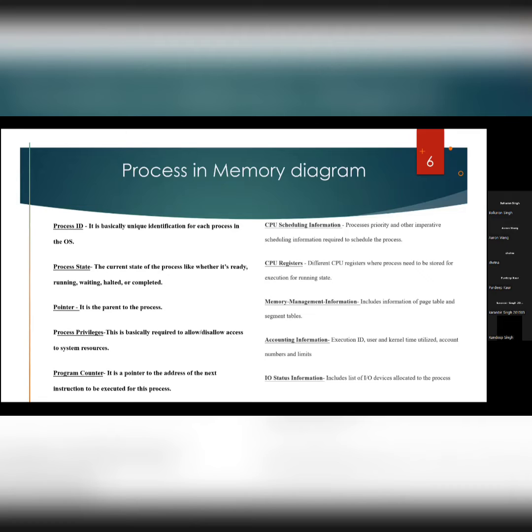Process ID is basically a unique identification for each process in the operating system. Process state is the state of the process, whether it's running, ready, or waiting. A pointer is the parent of the process. Process privilege is basically required to allow access to system resources. Program counter is a pointer to the address of the next instruction to be executed for this process.